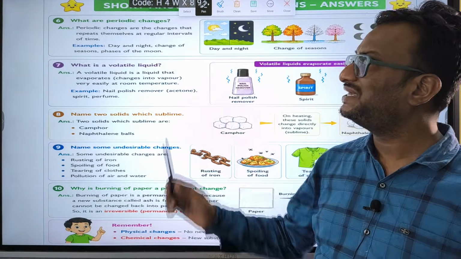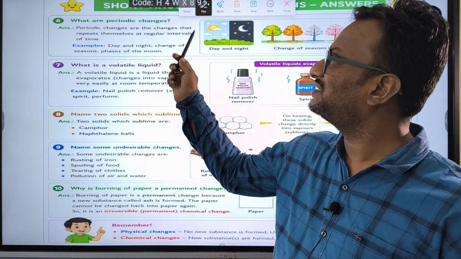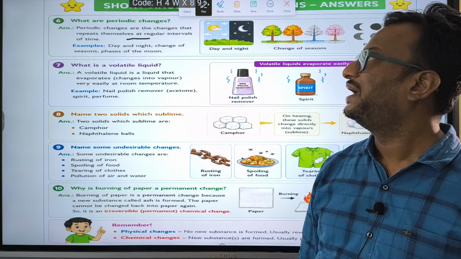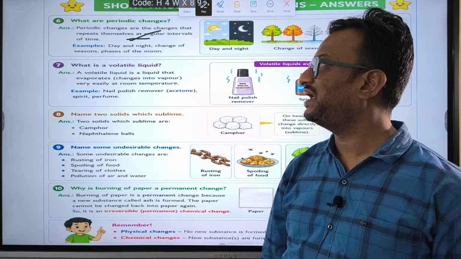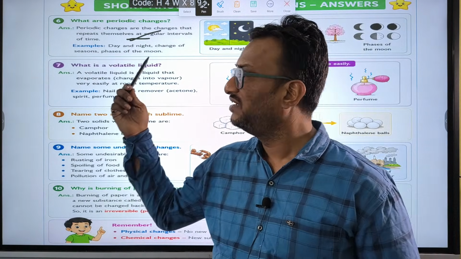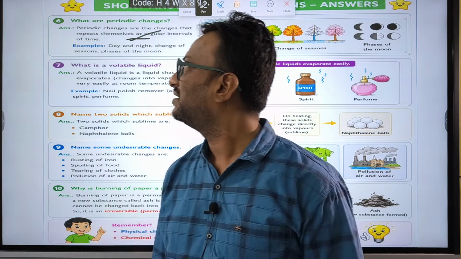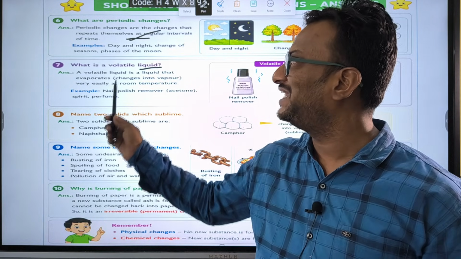What is periodic change? Periodic changes are the changes that repeat themselves at regular intervals of time. Examples: day and night, changes of season, phases of the moon. These all come under periodic changes.